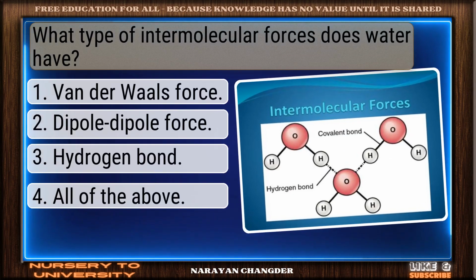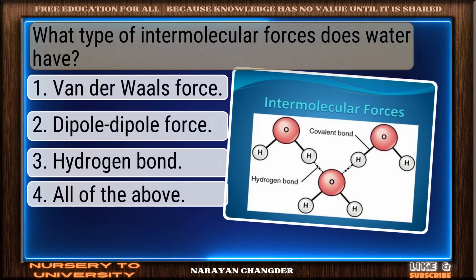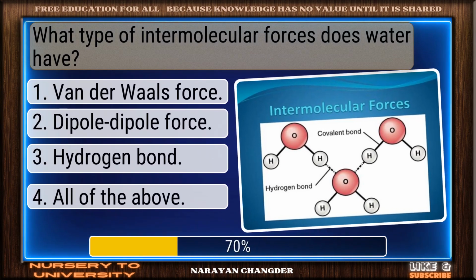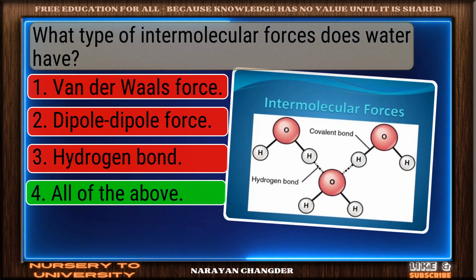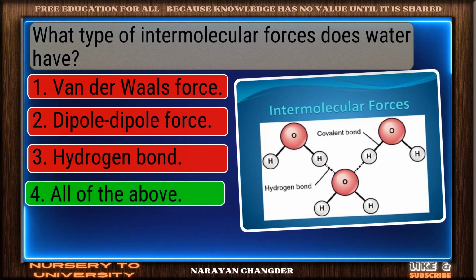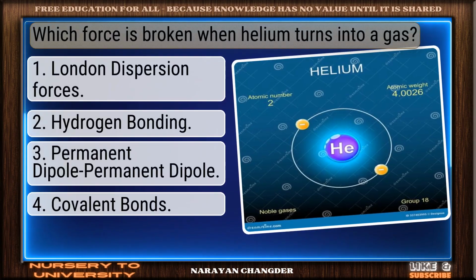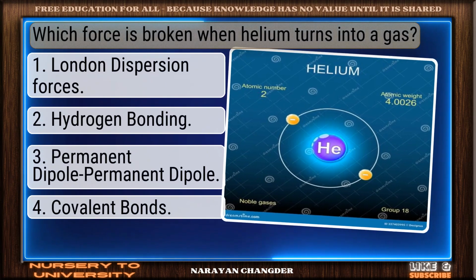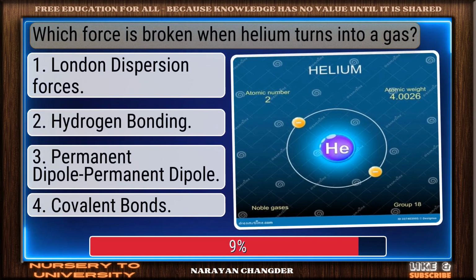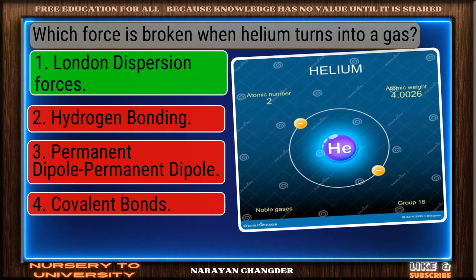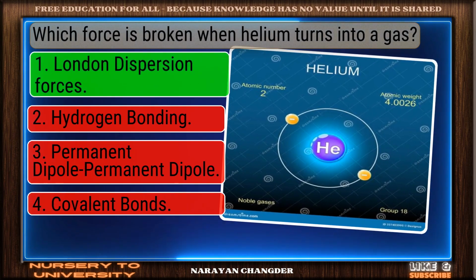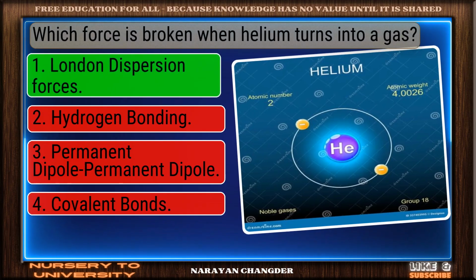What type of intermolecular forces does water have? Correct response. All of the above is the most accurate answer. Which force is broken when helium turns into a gas? Sharp thinking. London dispersion forces is the right choice.